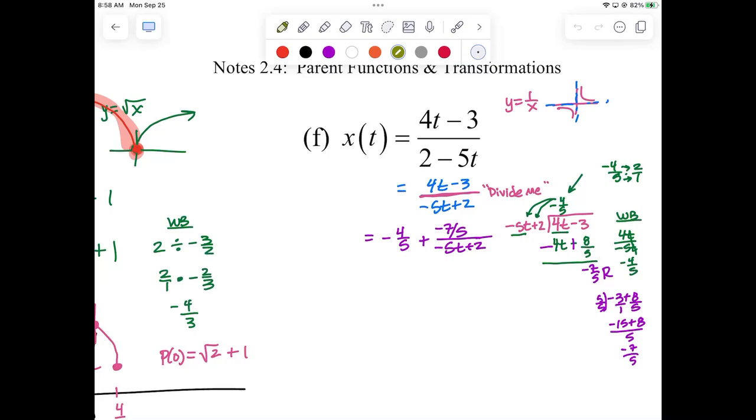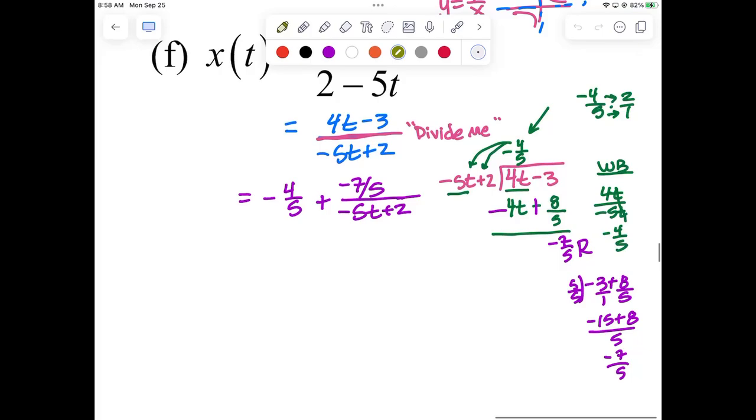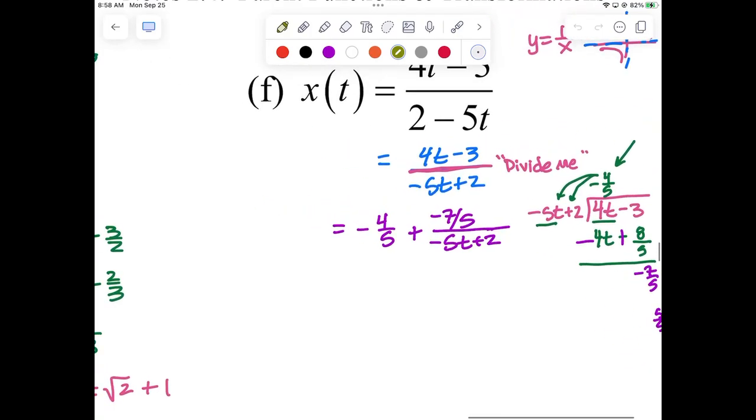We already did our long division on this problem. 4t minus 3 over 2t minus 5. And when we got our answer, we rewrote it as the quotient, negative 4/5, plus the remainder over the original divisor. Okay? So if you want to write that out, it's going to be the quotient plus the remainder over the original divisor.